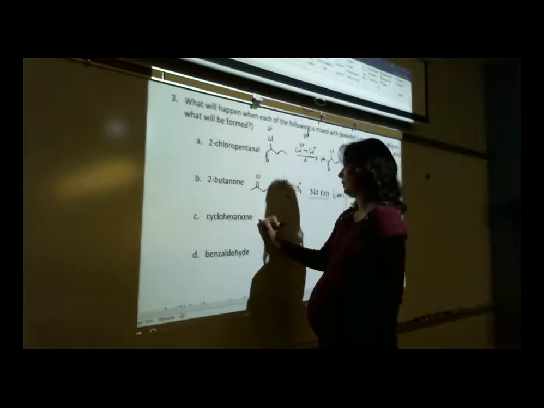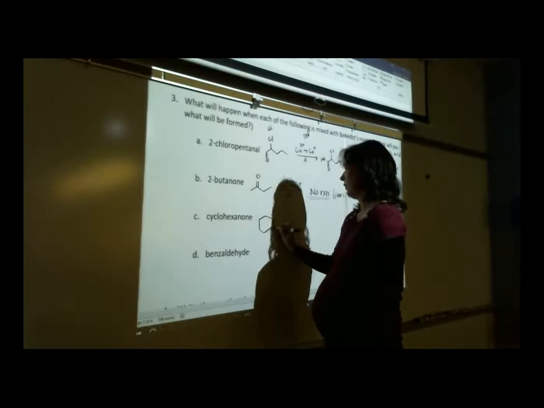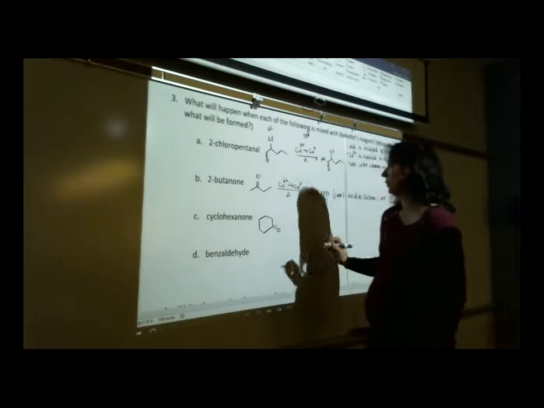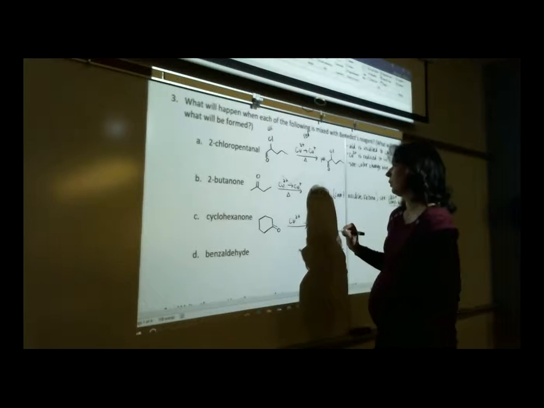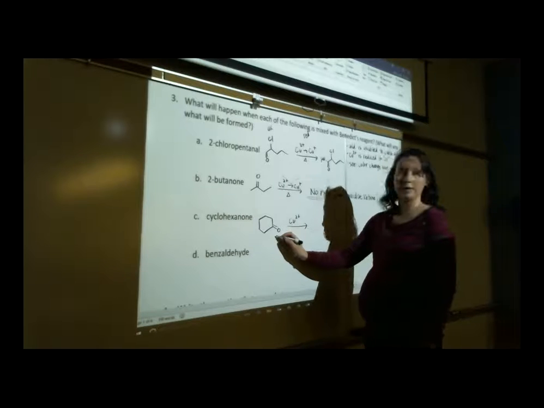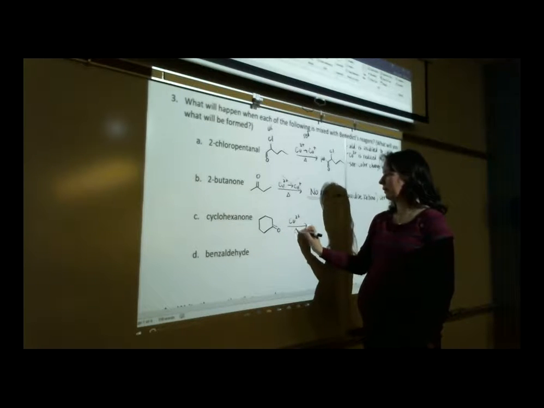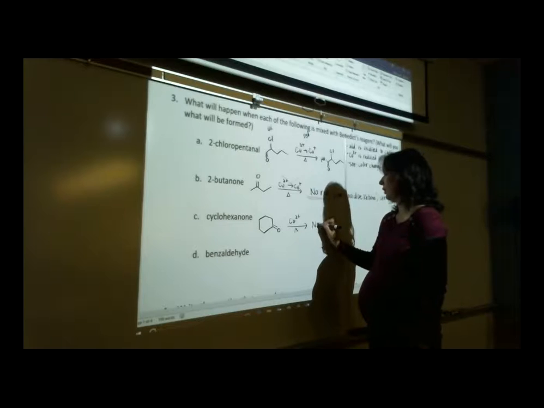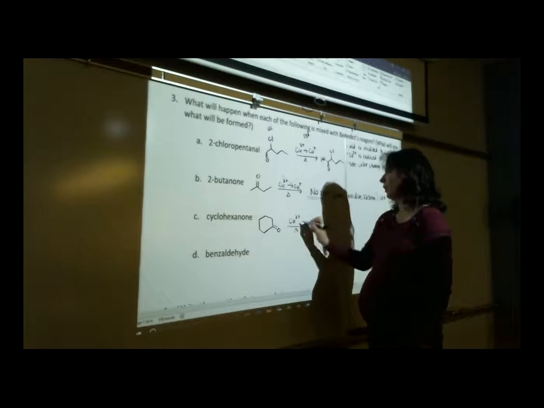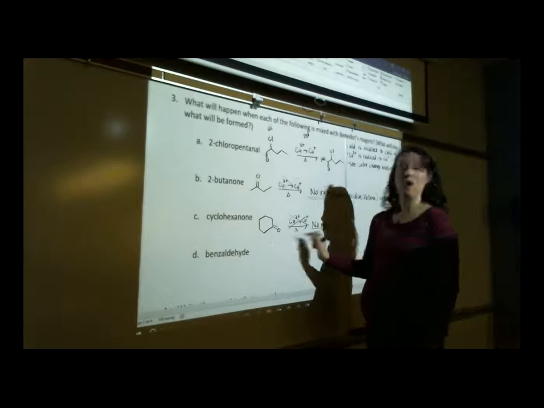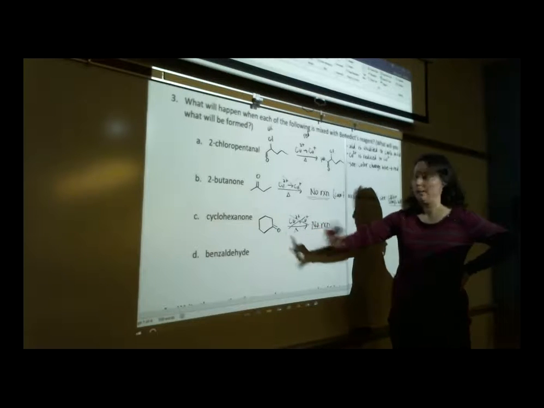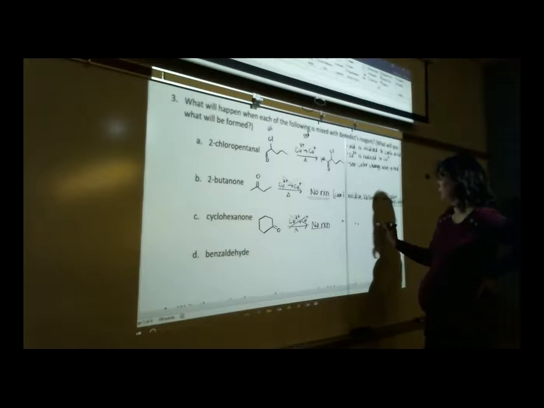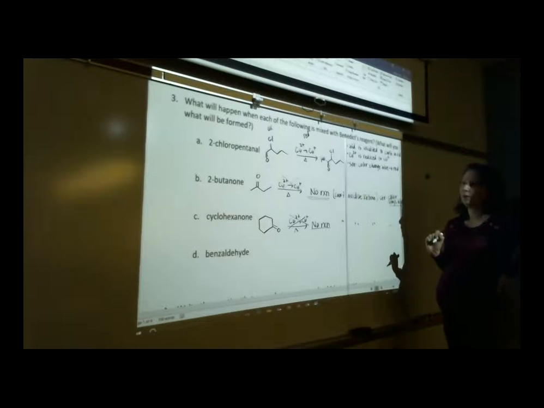Cyclohexanone. So there's our 6-membered ring. Hexanone. If we add Cu2+ to this, is it going to oxidize? And we increase the temperature as much as we want, right? Again, no reaction. So you're not going to get this. There's no reduction because there's no oxidation, right? Oxidation and reduction occur together. This can't happen because this part can't happen. And this is the exact same observation. Color stays blue, right?